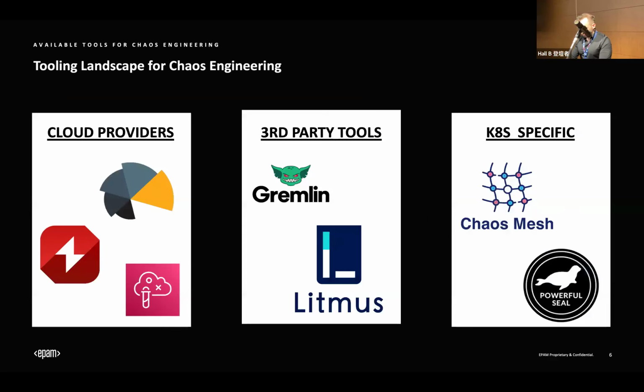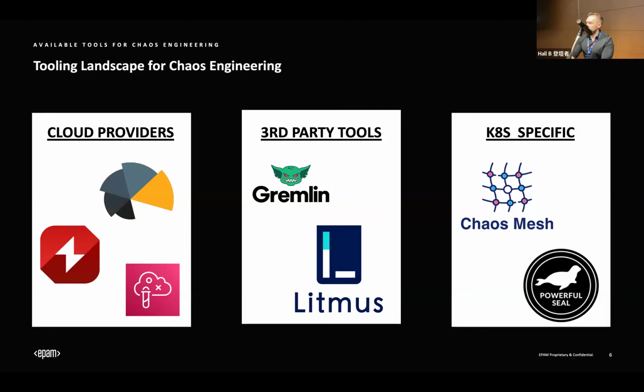Tooling landscape. So what kind of tools you can use to start your chaos engineering journey? As I mentioned, all the big cloud providers, they have their own toolkit. Azure has what is called Azure Chaos Studio. AWS has the fault injection service, and actually GCP doesn't have its own chaos engineering toolkit, but it is using an open source toolkit. That's the logo of that toolkit.